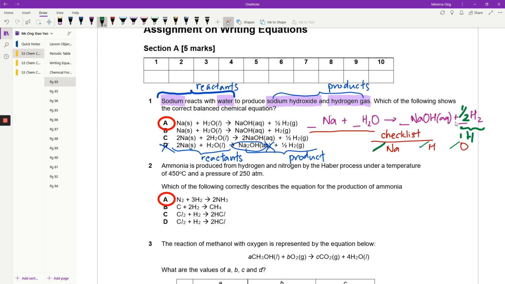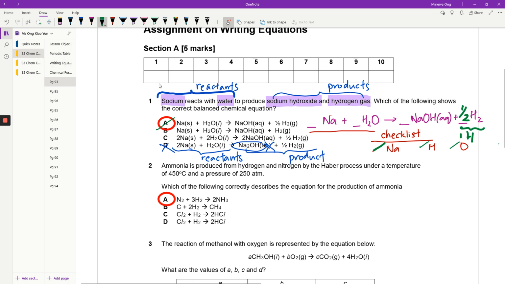So if I do the shortcut method that I taught earlier, putting a half in the equation, you'll be immediately able to spot that the answer is A. Okay, let's move on to question 2.